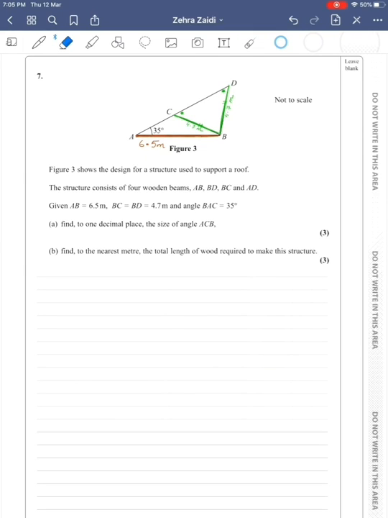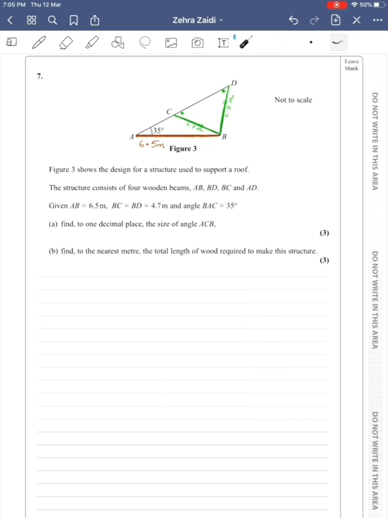Question number 7. Figure 3 shows the design for a structure used to support a roof. The structure consists of 4 wooden beams AB, BD, BC and AD. Given AB is equal to 6.5 meters, BC is equal to BD, which is equal to 4.7 meters, and angle BAC is equal to 35 degrees. Find to one decimal place the size of angle ACB.